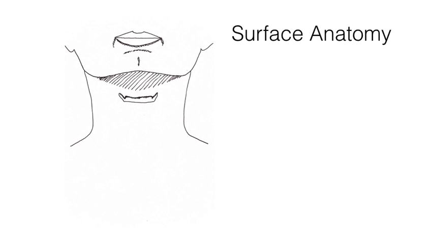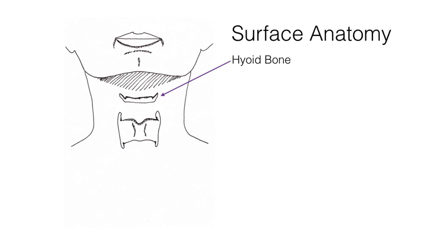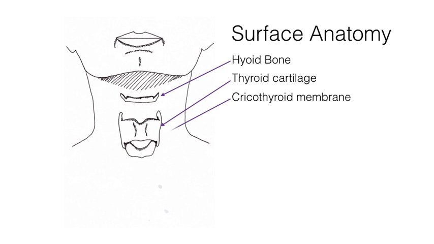Okay, let's start with the surface anatomy. If you run your finger down from your chin, the first hard structure you'll find running across your neck just below the chin is the hyoid bone. If you keep running your finger down, the next hard structure you come across is the thyroid cartilage. Keep going and you'll feel a little indentation below the thyroid cartilage. This is the cricothyroid membrane.